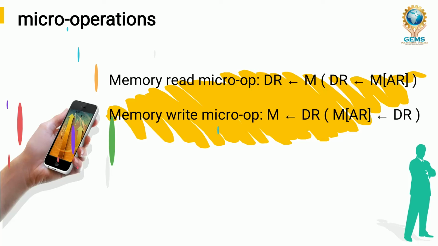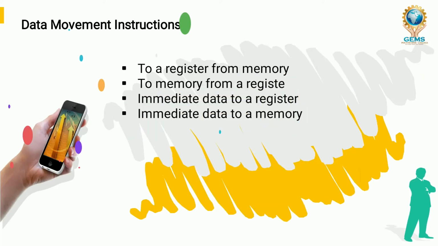Especially in memory, we have seen till now two kinds of operations: one is read operations, second is write operations. This will all be done by micro operations, based on micro operations. So now I want to talk about data movement instructions, and how micro operations are working.